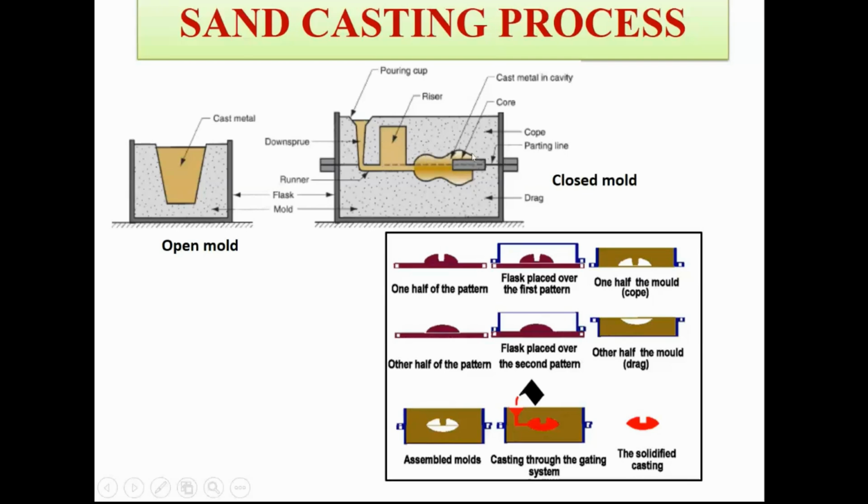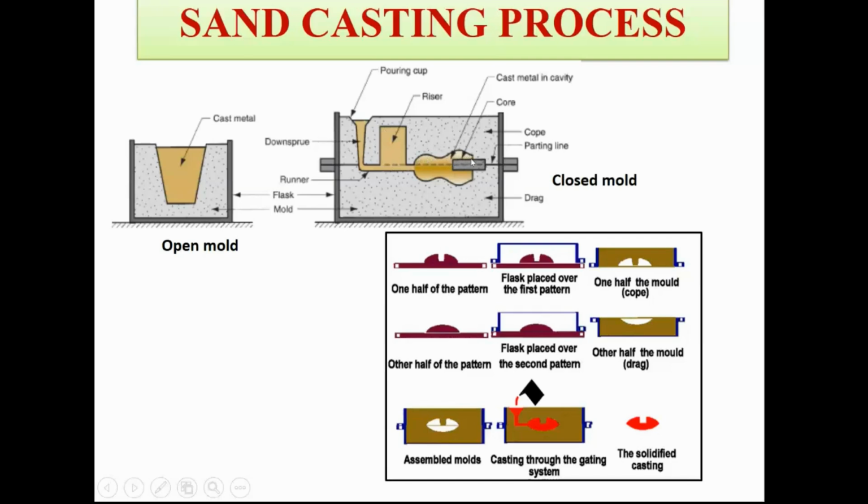So first the solidification should start from the mold cavity, and then it should progress backwards, and this riser should solidify last, so that it will have the molten metal to compensate for the solidification shrinkages.